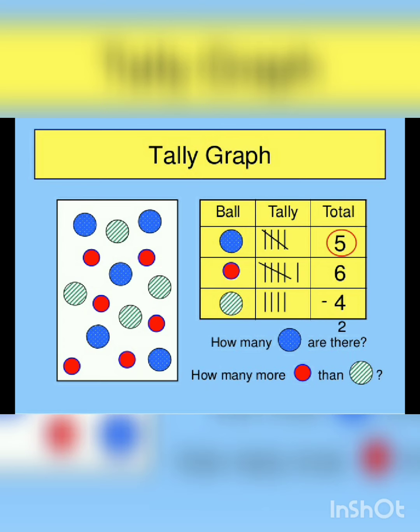And the small red balls are 6. So 4 standing lines and 1 cross, that is 1 bundle of 5, and 1 standing line, that is 6. And the white balls are 4. So 4 standing lines is 4. That means it can be represented as 4. So how many blues are there and how many more red than white? Here the answer is very clear. So the answer is 2.